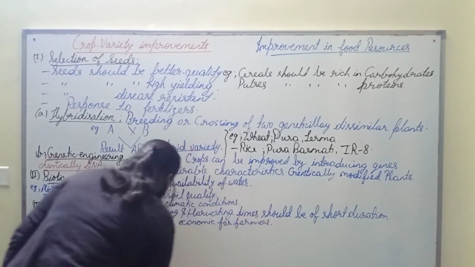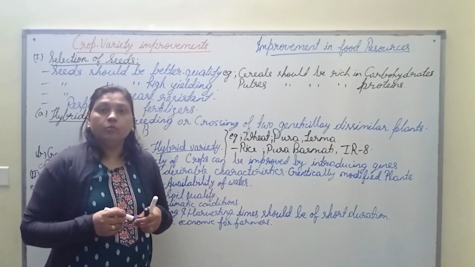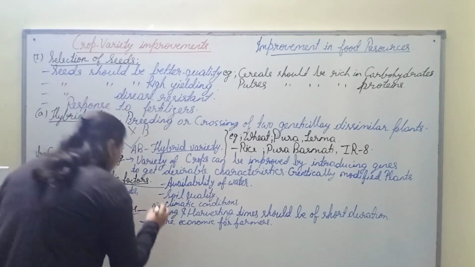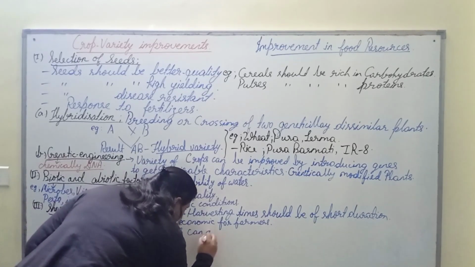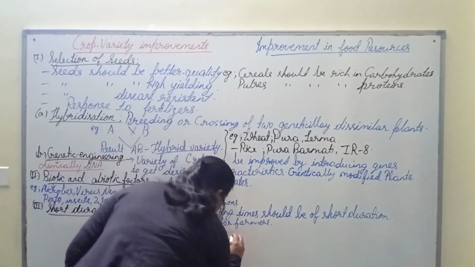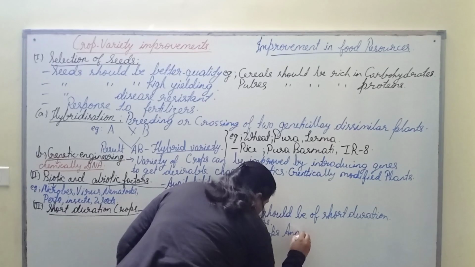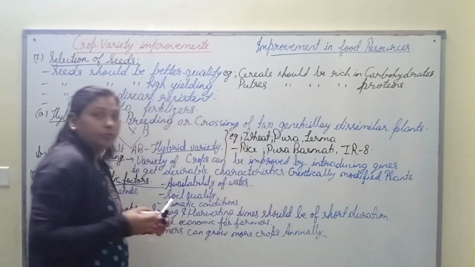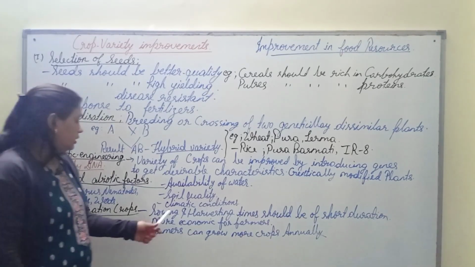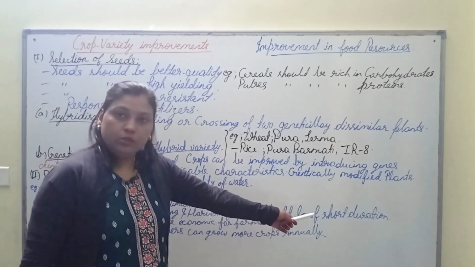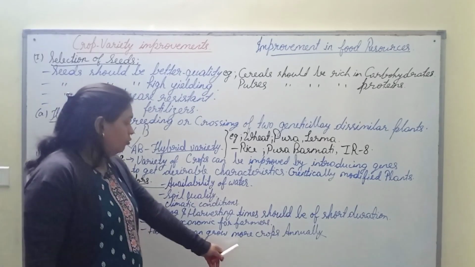and because of this farmers can grow more crops annually. So we need to improve such type of crops that are of short duration. Their sowing and harvesting time should be of short duration. That will be more economical for the farmers, as the farmer can grow more crops annually.